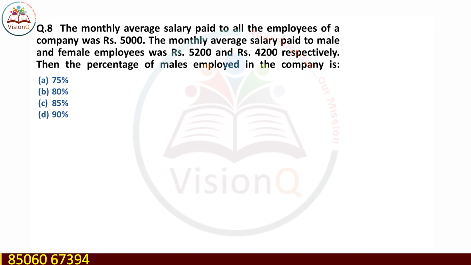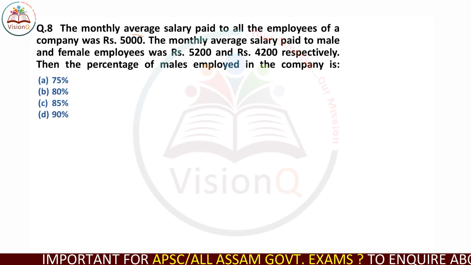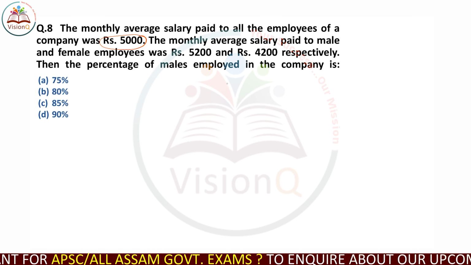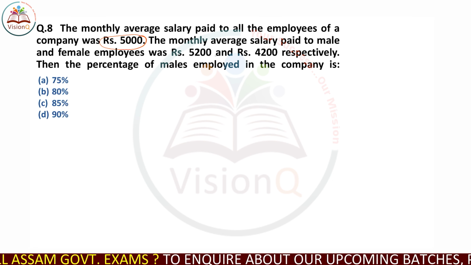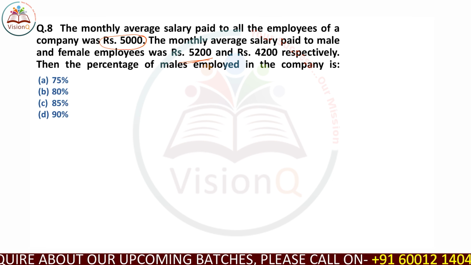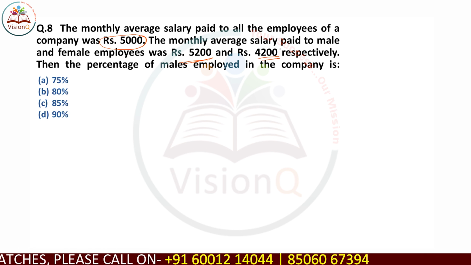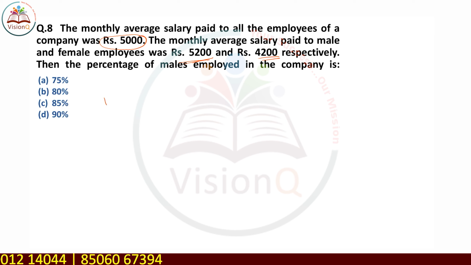So next in front of you is question number 8. A question based on the concept of average. It is given that the monthly average salary paid to all the employees of the company is 5,000. Next, it is given the average salary of male and female. The average salary of male is 5,200 and the average salary of female is 4,200. Now, in such questions, you can apply the concept of alligation to find the answer easily.